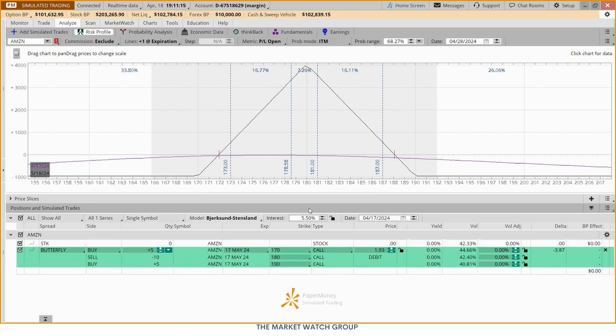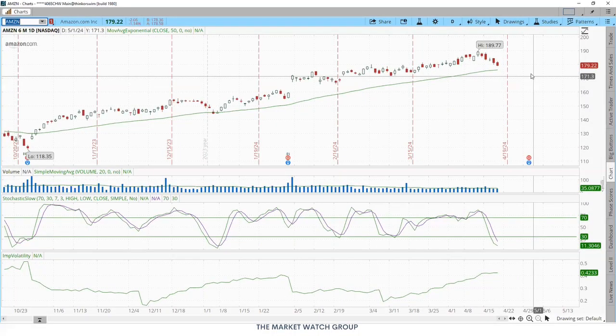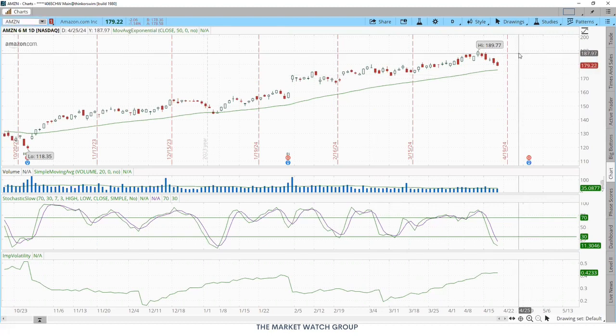Okay. Here is 172 down here, and 188 is up here. That's the range. So yeah, that's very neutral.